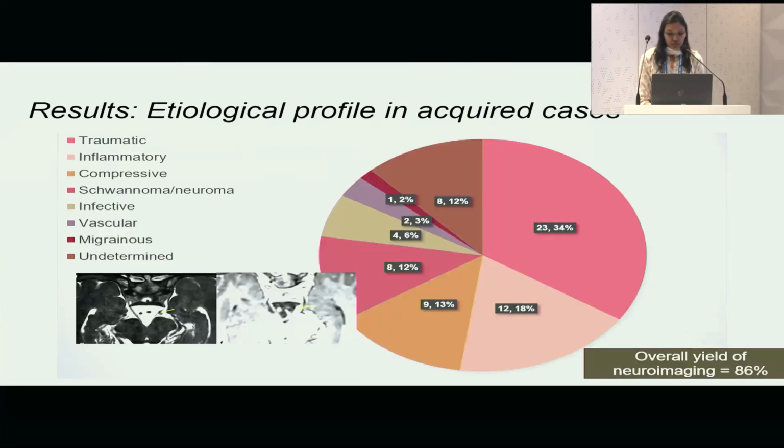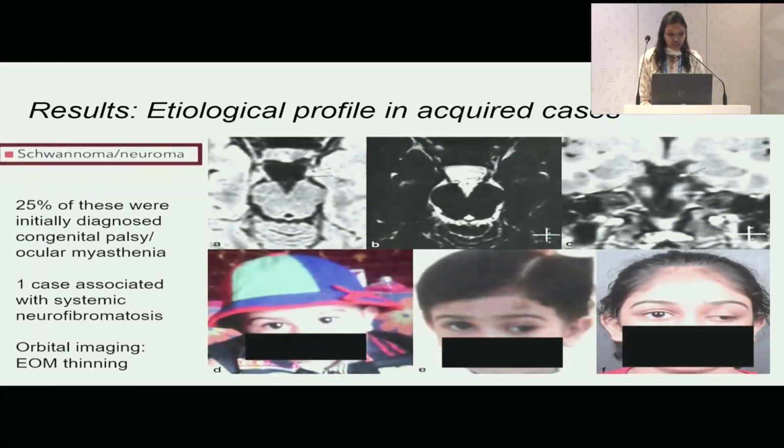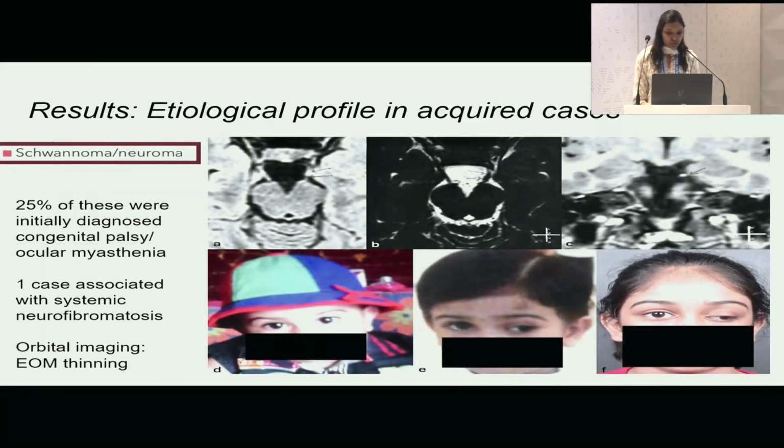With regards to the acquired cases, the largest category was those of post-traumatic cases, followed by inflammatory and compressive lesions. And 12% of these cases showed an isolated schwannoma or a neuroma of the oculomotor nerve. Now, this was an interesting category because this is a finding which has not been widely reported earlier.